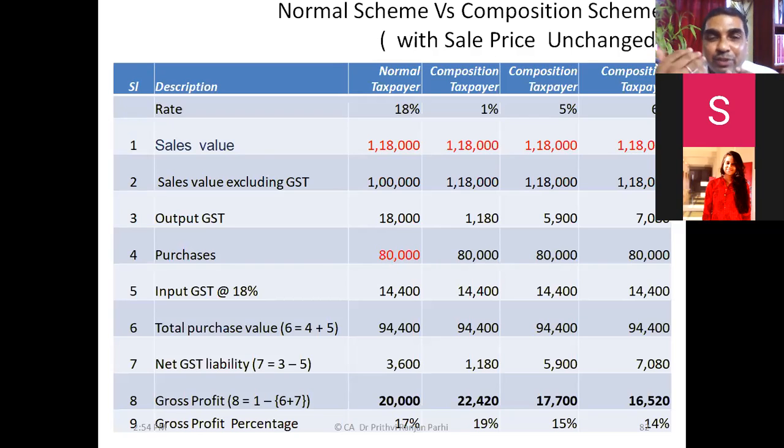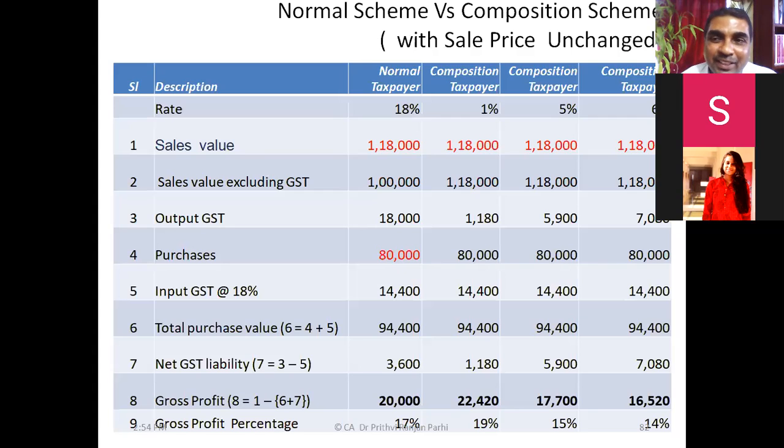But let us say I'm a service provider. For example, let us say I'm a chartered accountant. I provide chartered accountancy service. If I'm a regular dealer, suppose I'm billing 1 lakh rupees. So I'll be adding 1 lakh plus 18%. 1,18,000 my client has to pay me. Is it not?